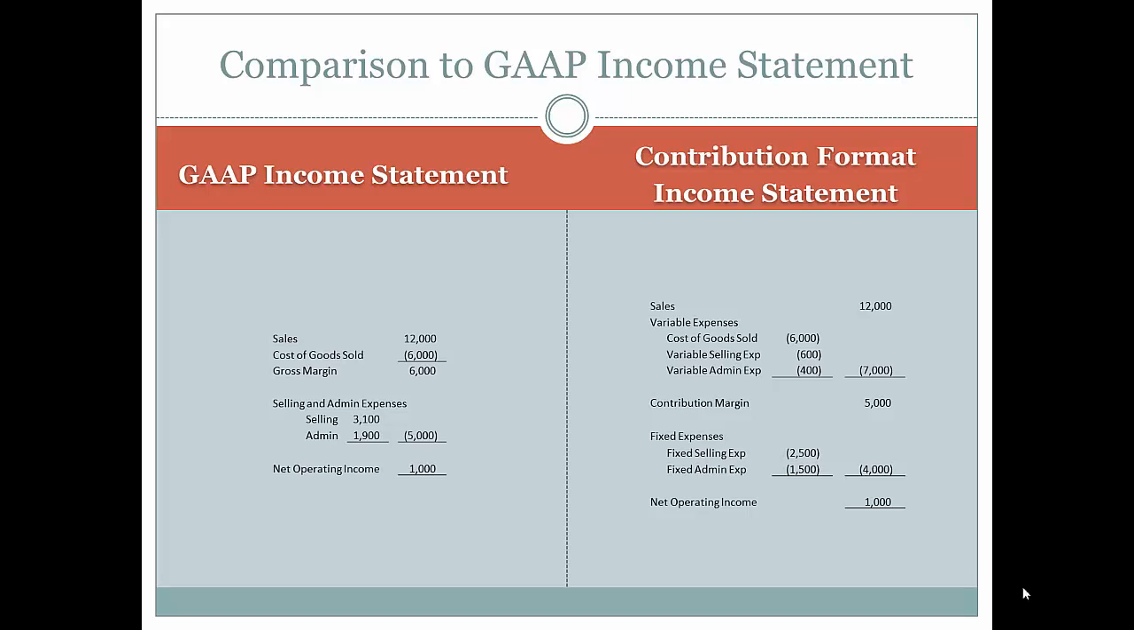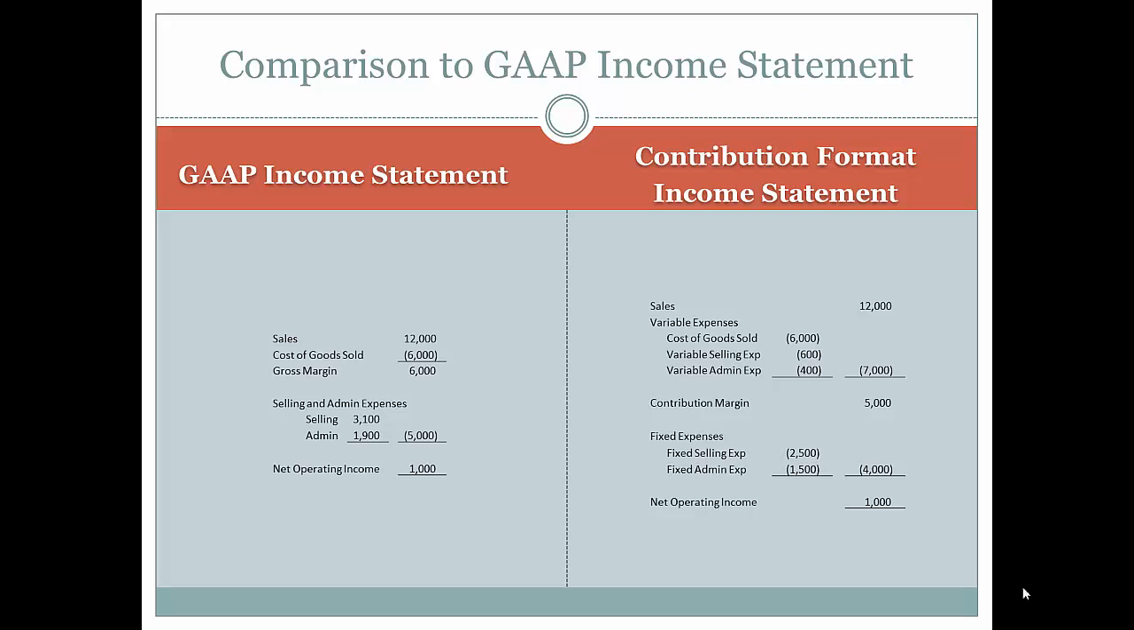So let's compare it to a GAAP income statement. In a GAAP income statement, we will have sales, cost of goods sold, yielding the gross margin, from which we will deduct selling and administrative expenses in order to come up with net operating income.